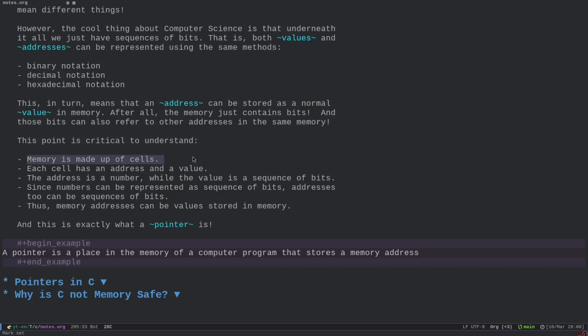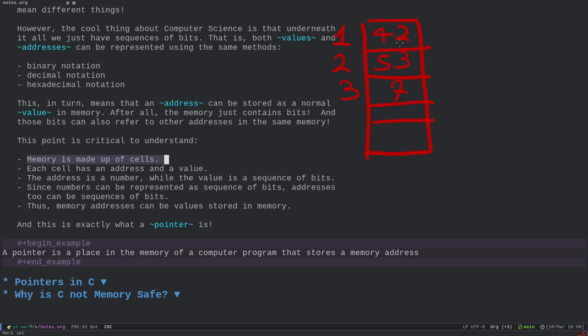Memory is made up of cells. So that's the image that we have. Each cell has an address and a value. This is the address and this is the value. The address is a number, while the value is just a sequence of bits.